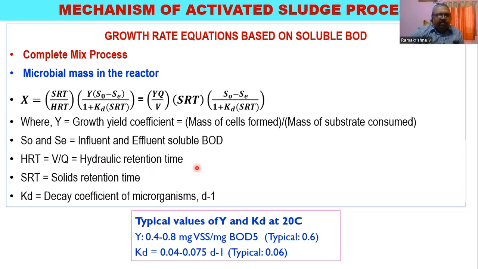HRT is equal to V by Q, the hydraulic retention time. SRT is the solids retention time. KD is the decay coefficient of microorganisms expressed in terms of per day. So typical values of Y and KD, if you look at 20 centigrade, Y is equal to 0.4 to 0.8 milligrams of volatile suspended solids per milligram of BOD5, typically around 0.6. KD is the decay coefficient, which is around 0.04 to 0.075 per day, around 0.06 as a typical value.